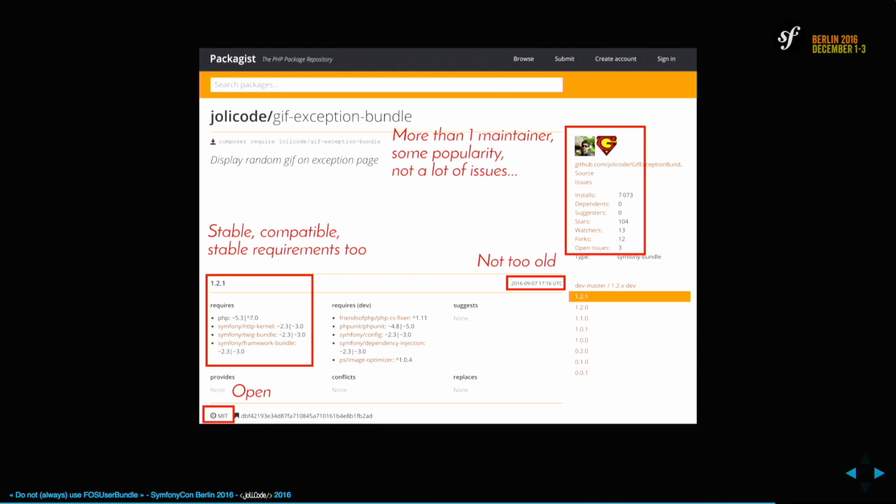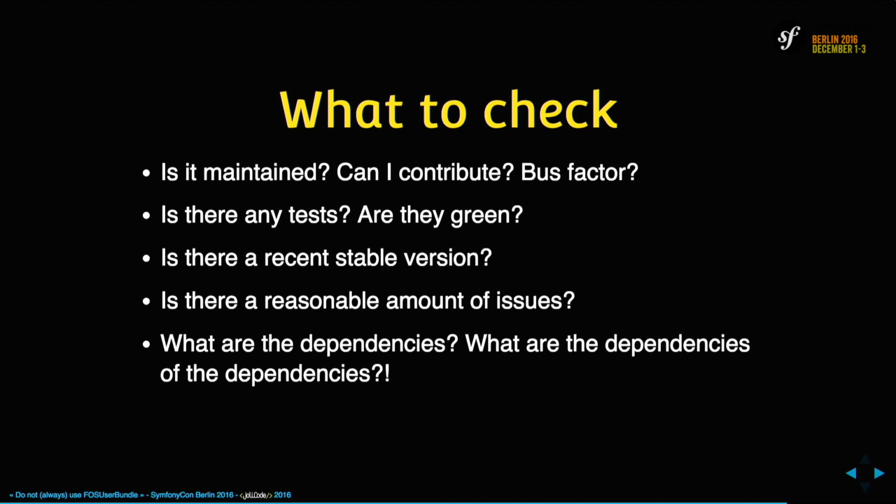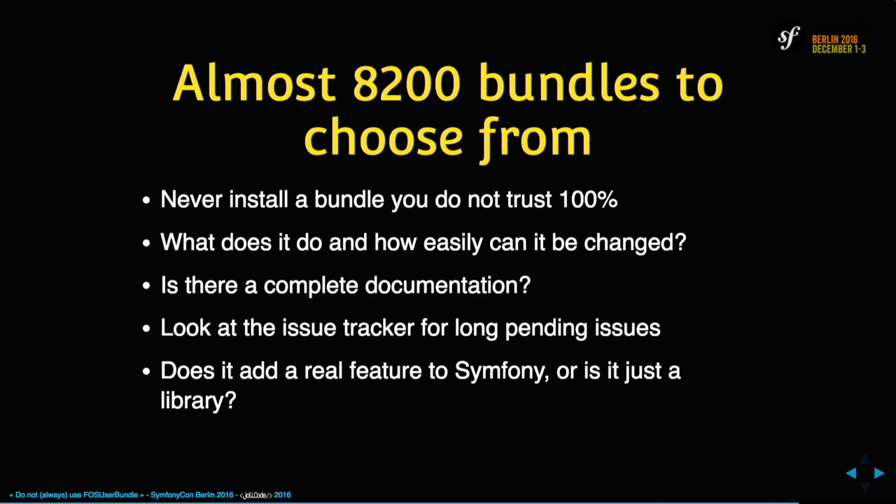Then you see all the requirements, all the requires. Check obviously that they fit your project needs, but check also the dependencies of the dependencies. There might be some hidden stuff, some dev master or I don't know. And finally, check the license. It has to be in concordance with the project license you are building. You also have to check the tests. Check there are tests on the bundle and that they are green, obviously.